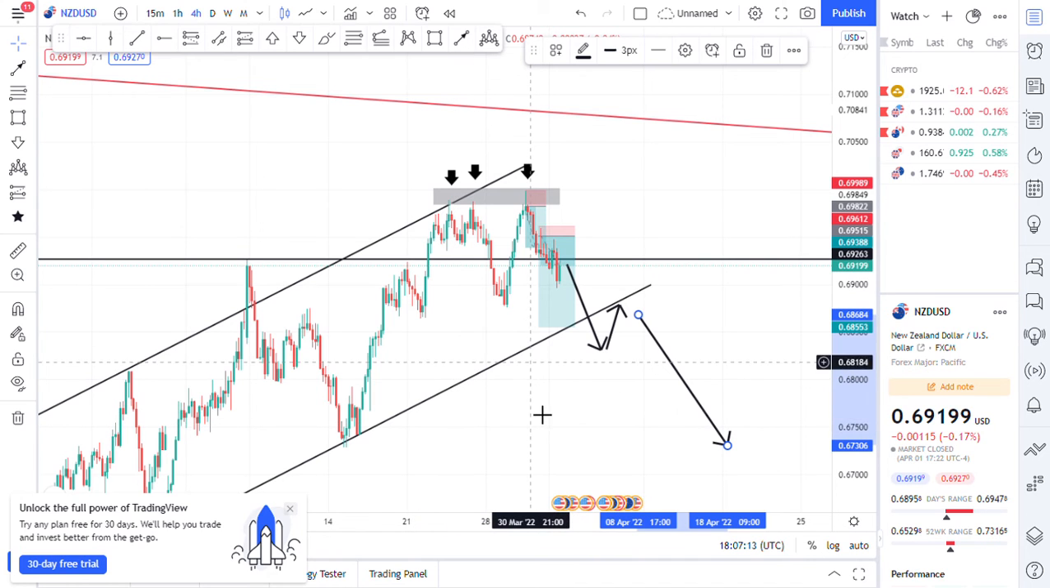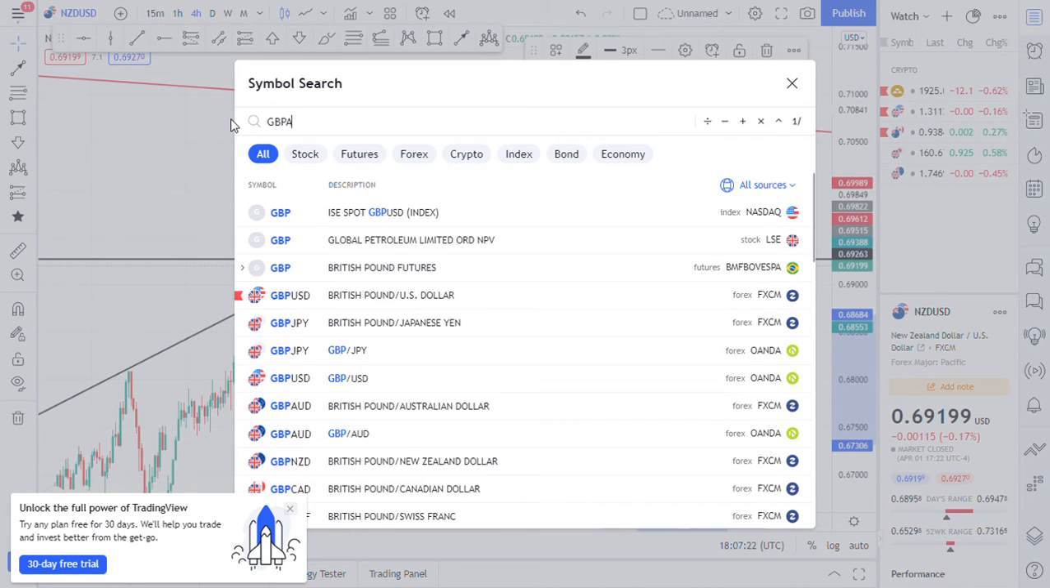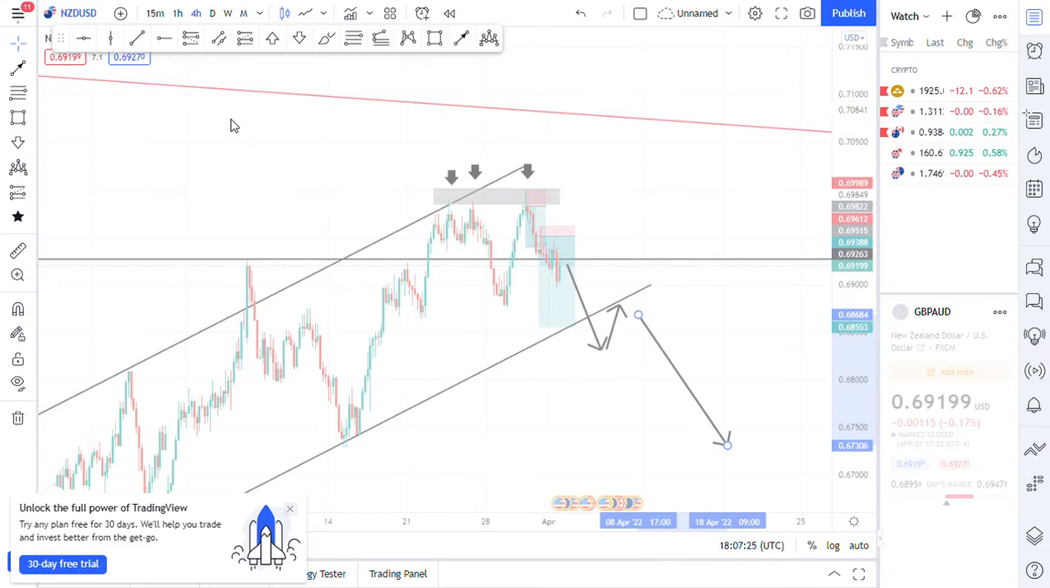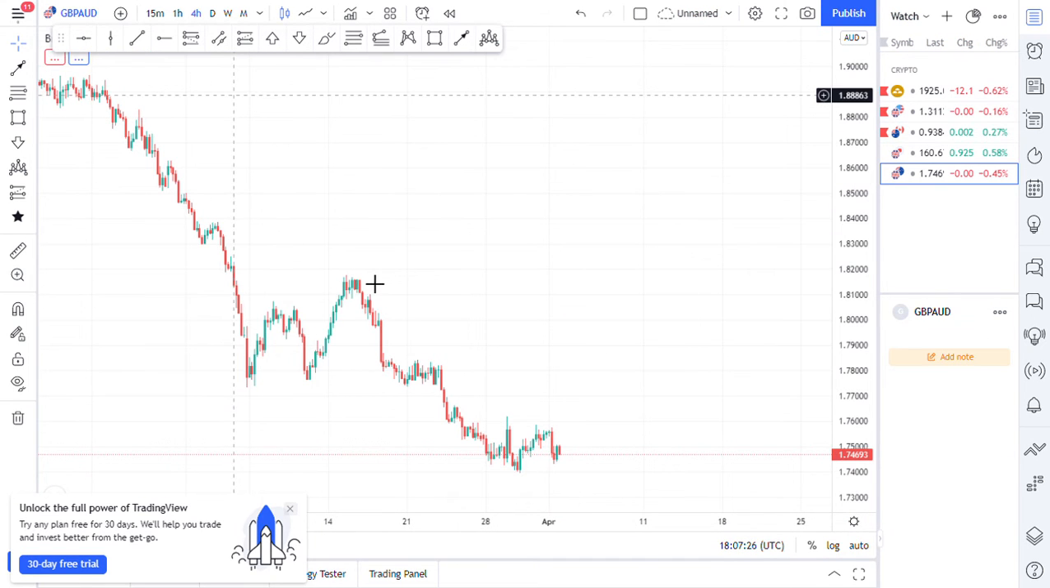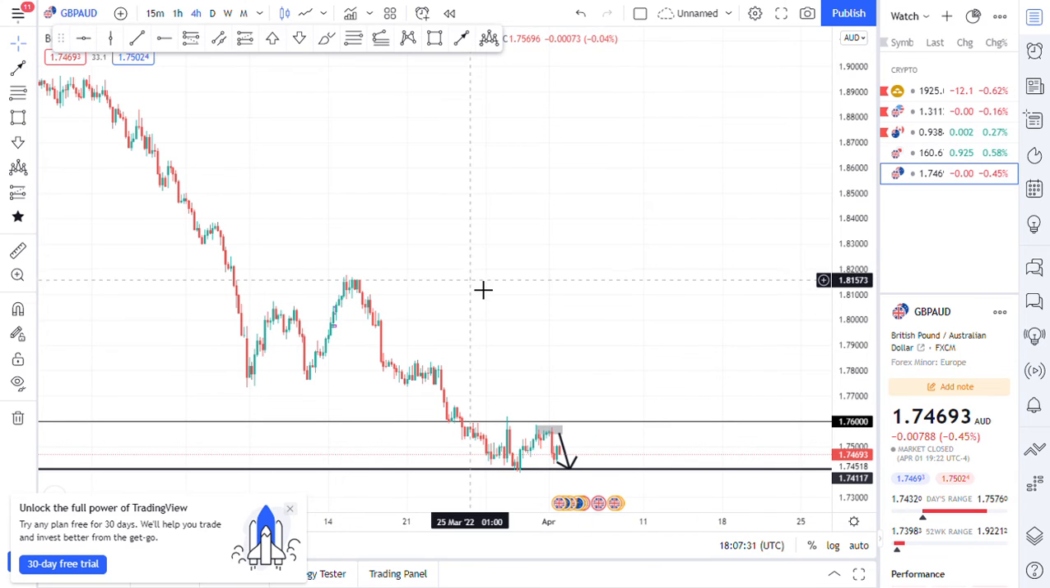Price should do that. Now we go over to our last pair, which is the GBP AUD, which has been one of my best pairs for a while now. You see, NZDUSD, I didn't look at the 1 hour because from the 4 hour top down analysis, you may not even need to look at your 1 hour. It tells you exactly what to do.